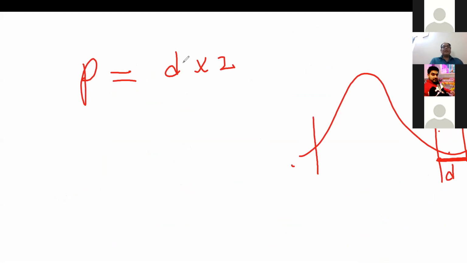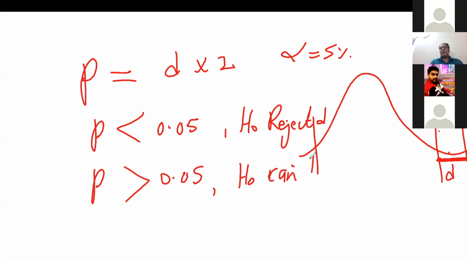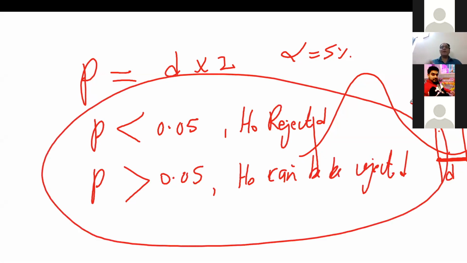So I'm taking my alpha as 5%, and if my p-value is less than 0.05, then you should remember only this thing: 0.05 rejected, and p-value more than 0.05, null hypothesis cannot be rejected. So this is the conclusion you should understand of hypothesis testing. So I hope it is clear, and let me move to the PPT.